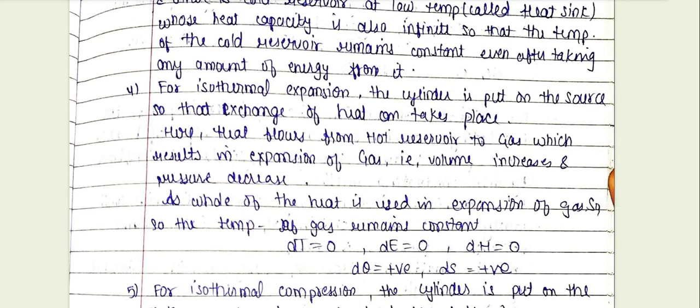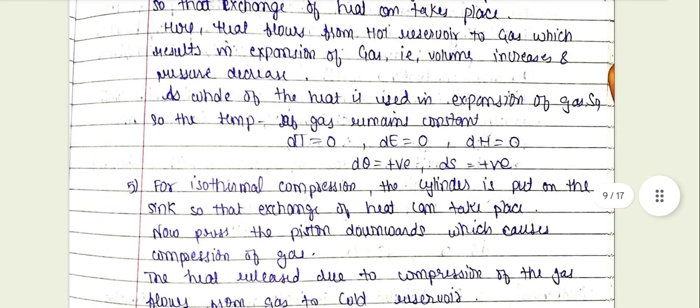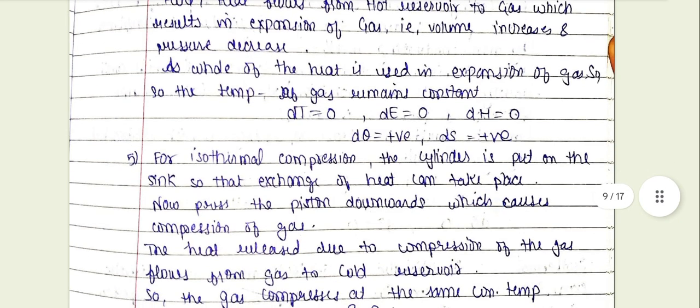First is isothermal expansion. The cylinder is put on the source so that the exchange of heat can take place. Here heat flows from the hot reservoir to the gas, which results in expansion of the gas, that is, volume increases and pressure decreases. As a whole, the heat is used in the expansion of the gas, so the temperature of the gas remains constant. dT equals 0, dE equals 0, dH equals 0, dQ will be positive and dS is equal to positive.